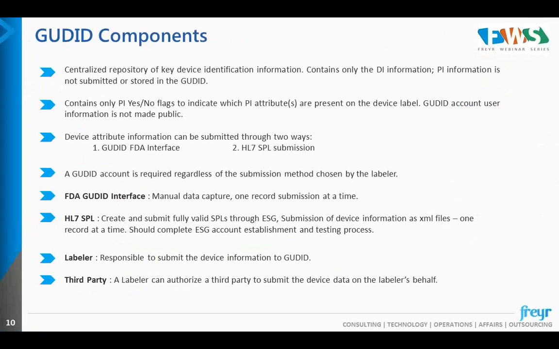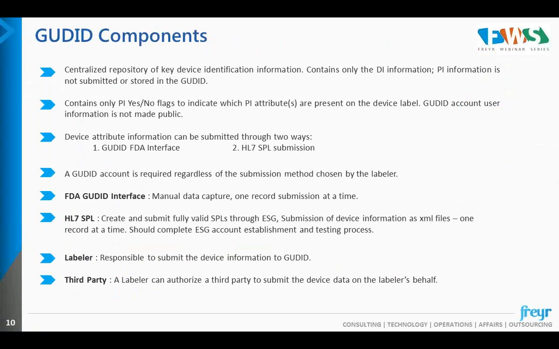The GUDID account user information is not made public at this point. The device attribute information can be submitted in two ways. One, using the web interface of FDA. The second one, through HL7 SPL submission through the ESG gateway. The next step is you require a GUDID account which needs to be created by FDA. This account is independent of the method of submission you choose to submit your DI information to the GUDID.